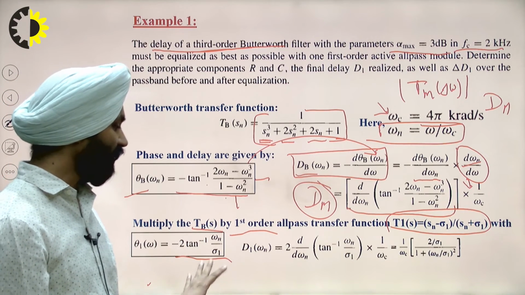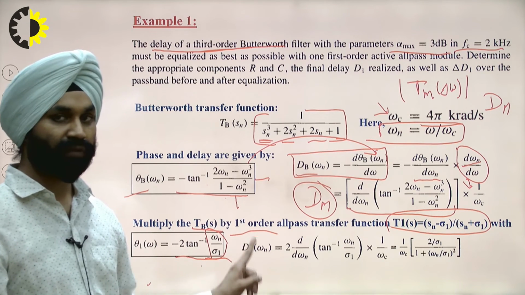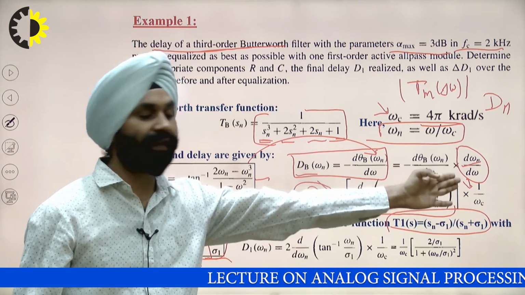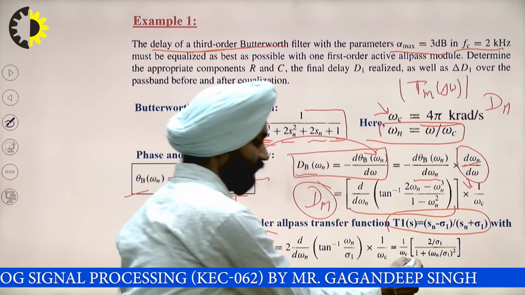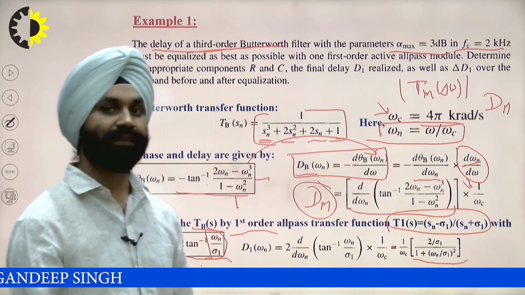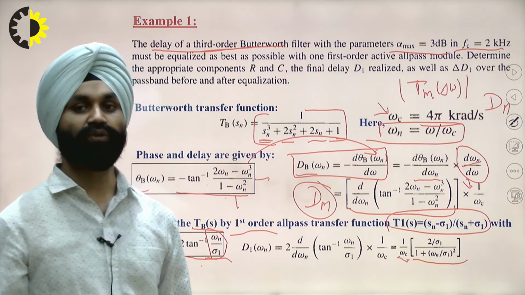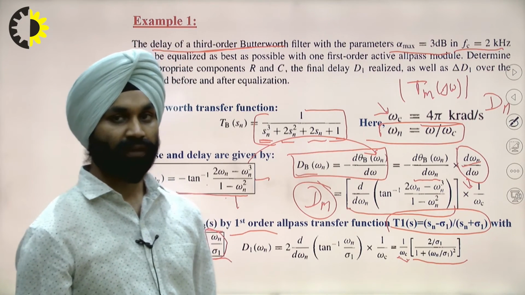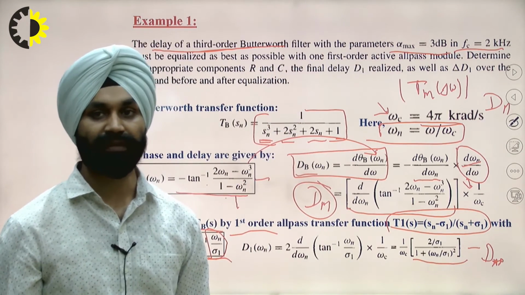So if we find out the delay of this one, that will be the derivative of this one. One more thing, here we are using normalized frequency again. So we have to multiply it with 1 by omega c, the negative derivative of omega n with respect to omega. So we have the total delay of the first order all pass filter, just as in the previous case, multiplied by 1 by omega c, which comes due to the normalization of the frequency. So this is the delay of the first order all pass filter.